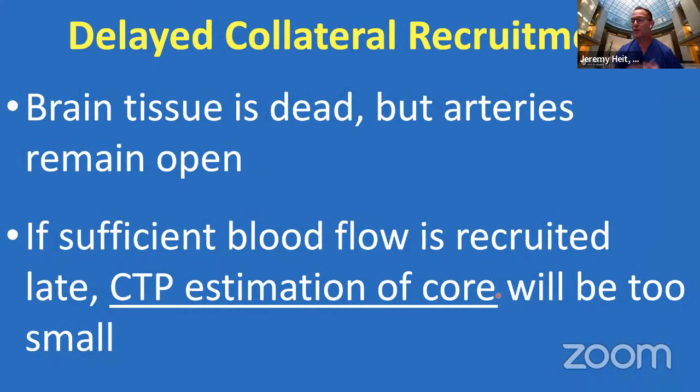All right, so remember, when you do CT perfusion imaging, you are using blood flow to estimate what's going on in the brain tissue. But you can have recruitment of collateral blood flow to brain that's injured, but it can get recruited too late. So if the brain tissue is dead and then there's delayed recruitment of blood flow, and then you take a picture, your blood flow is going to make the brain look like it's doing better than it is. The brain tissue is dead, not the arteries, okay?